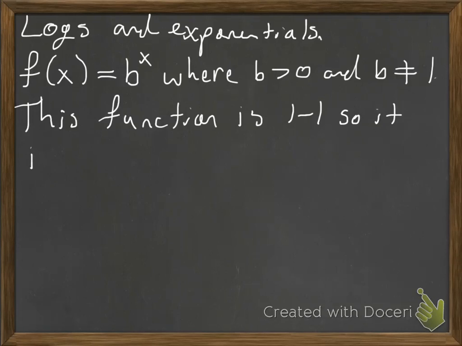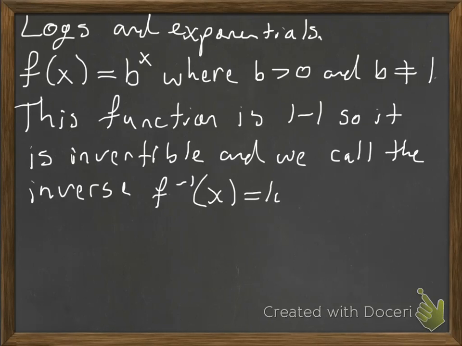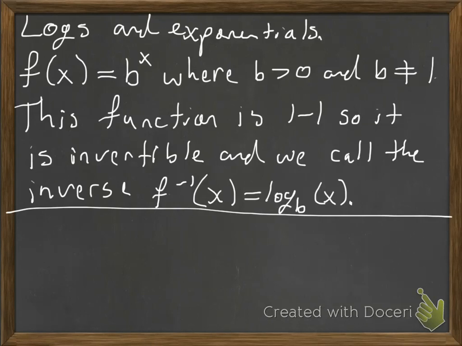So if it's 1 to 1, it means that the function is also invertible, and invertible means that it has an inverse function. What we call the inverse function is a logarithm. The inverse of the exponential b to the x, we call log base b of x. It's just the inverse, kind of like the inverse of cubing is cube rooting, the inverse of adding is subtracting. It just undoes.